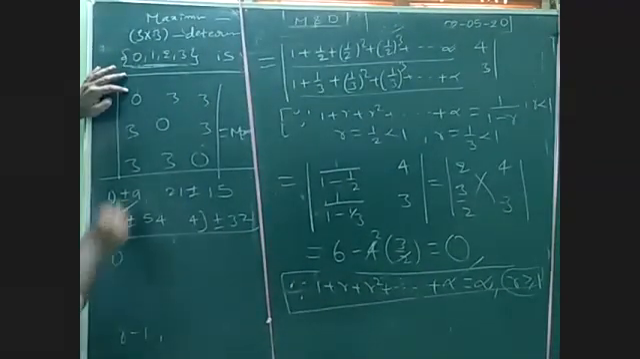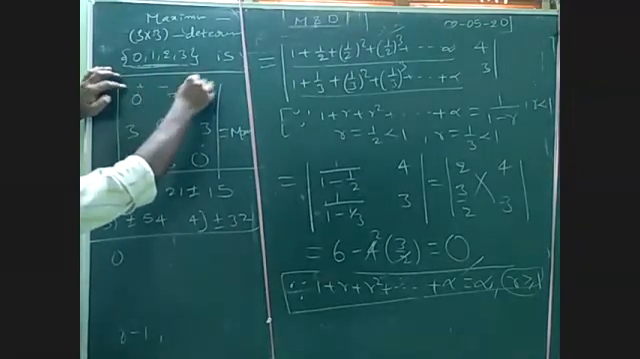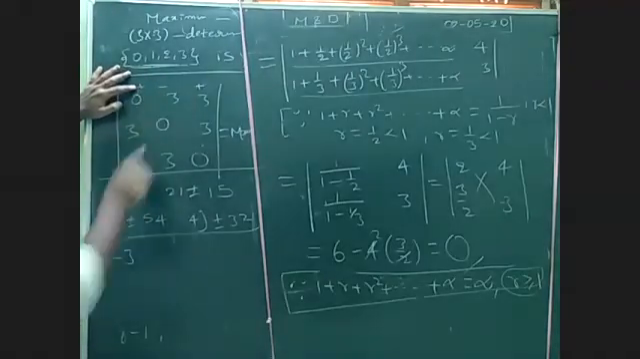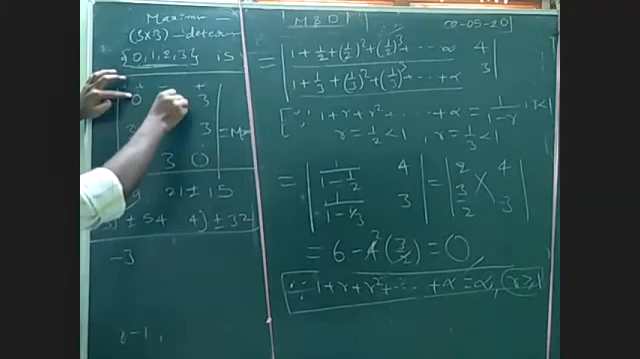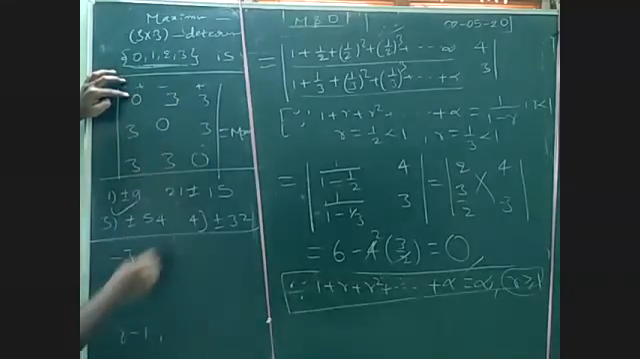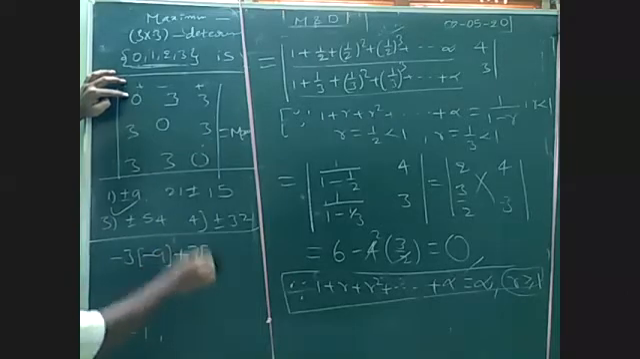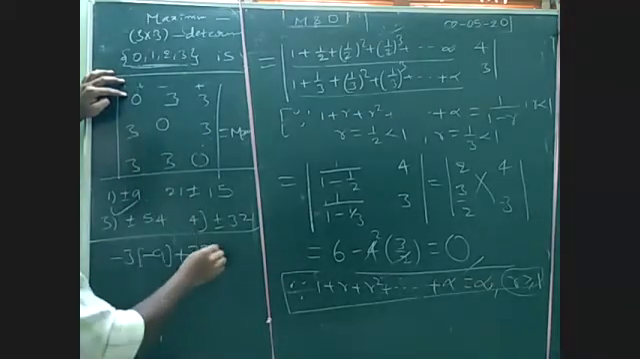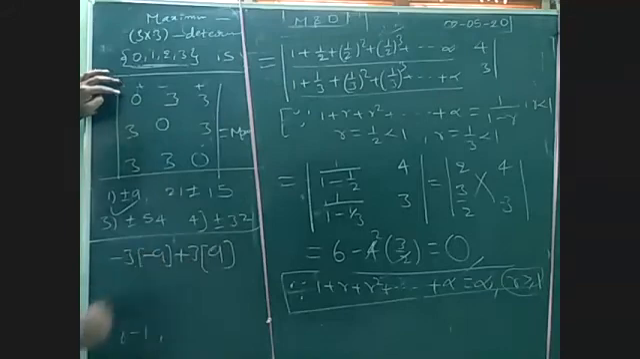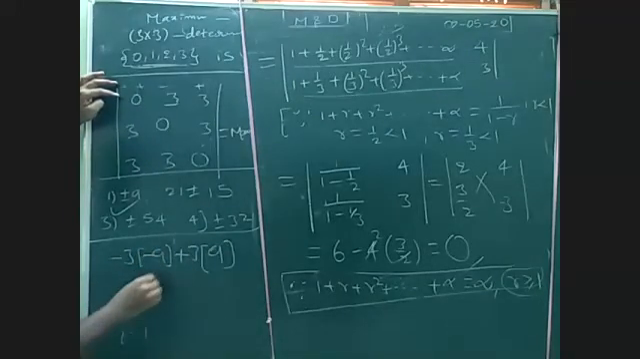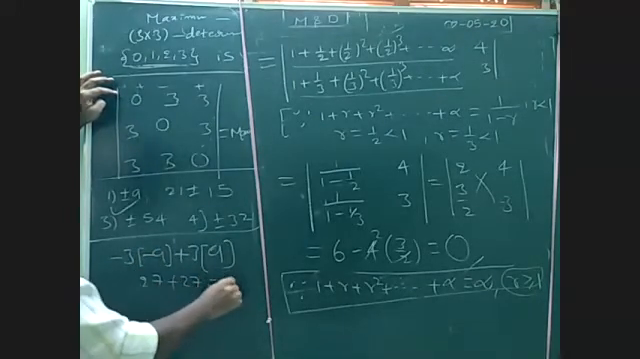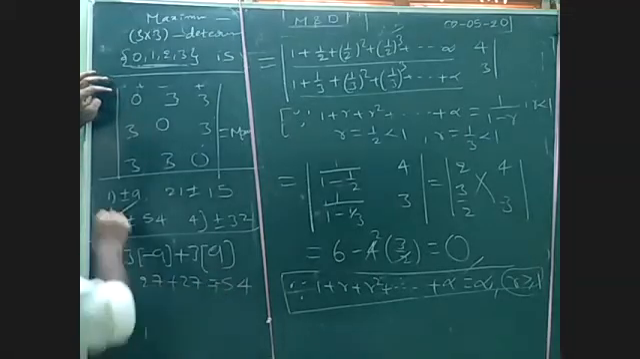Let's see here: 0 into any value is 0, plus minus 3. We can start with minus 3 because the first element is 0. Minus 3 into AD minus BC. Minus 9 plus 3 into AD minus BC. So 9 into 3 is plus 27, plus 27, which gives 54, so plus or minus 54.